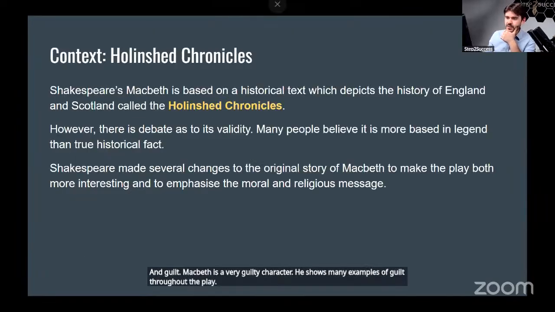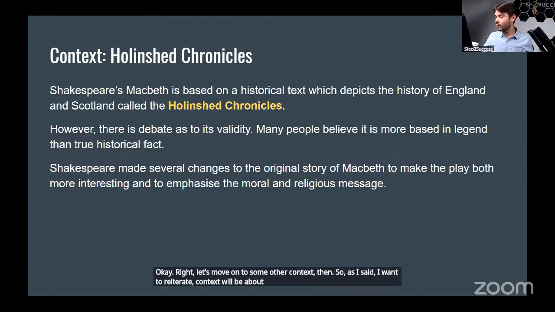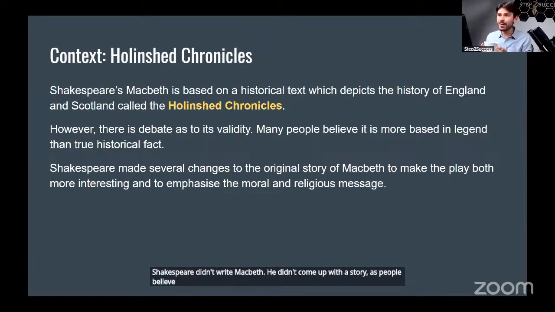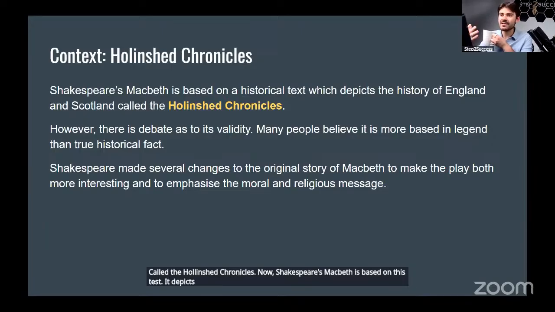Okay. Right, let's move on to some other context then. So as I said, I want to reiterate, context will be about 15 to 20% of your entire literature grade. So it's worth really digging into this. Now, Shakespeare's Macbeth. Shakespeare didn't write Macbeth. He didn't come up with the story, as people believe. It was inspired by another set of historical texts called the Holinshed Chronicles. Now, Shakespeare's Macbeth is based on this text. It depicts the history of England and Scotland.